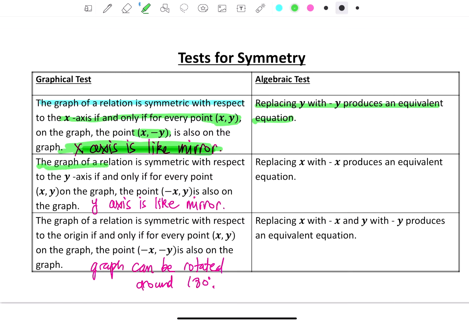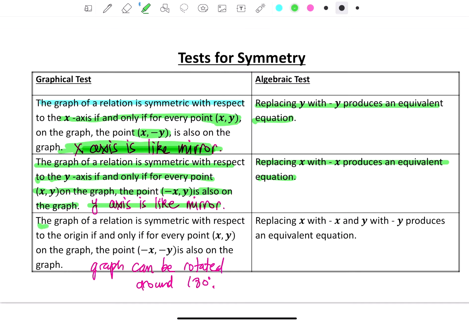And the graph of a relation is symmetric with respect to the y-axis if every (x, y) on the graph also means (negative x, y) is on the graph as well, and the y-axis will act like a mirror. So to test the y-axis symmetry, replace x by negative x, and our equation should not change. If the equation doesn't change, that means we have y-axis symmetry.